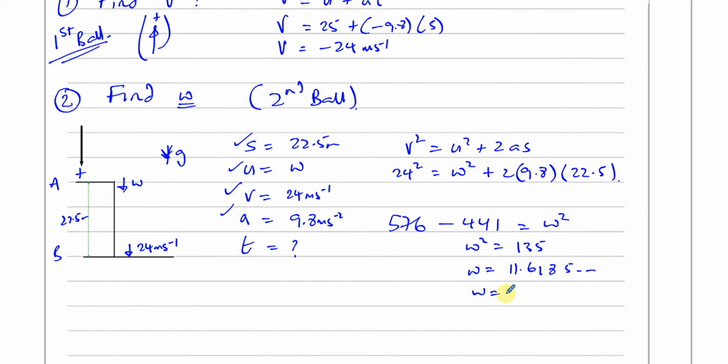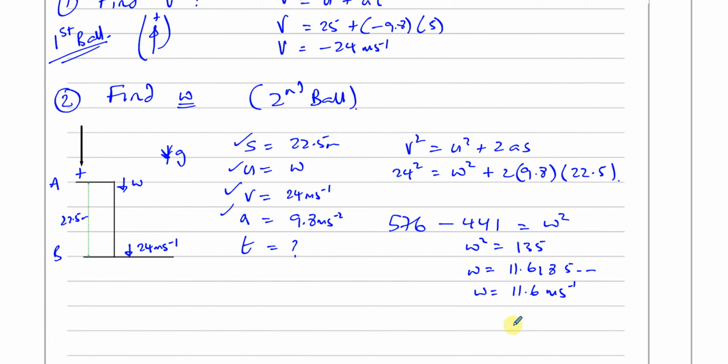11.6185. So W is equal to 11.6 meters per second. That's the speed with which it was projected when it was thrown down. Okay, so W equals 11.6 meters per second to 3 SF.